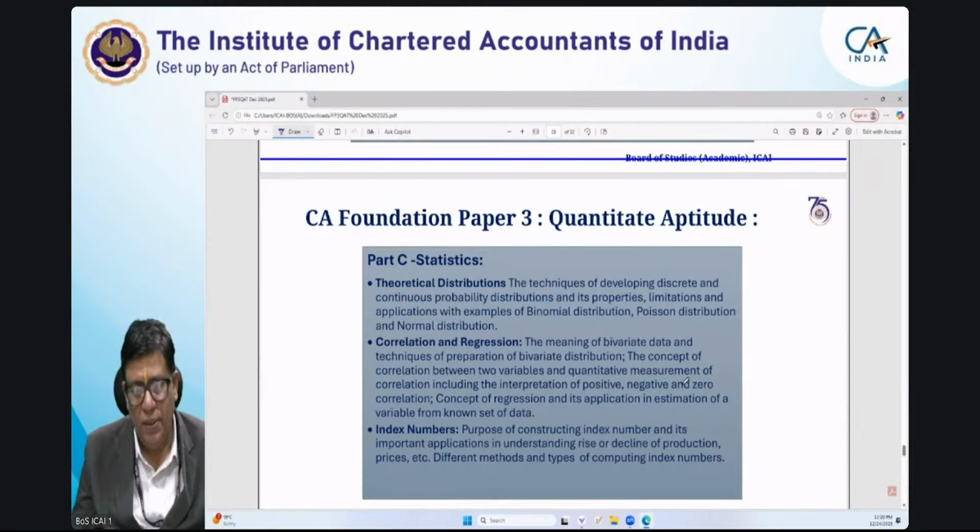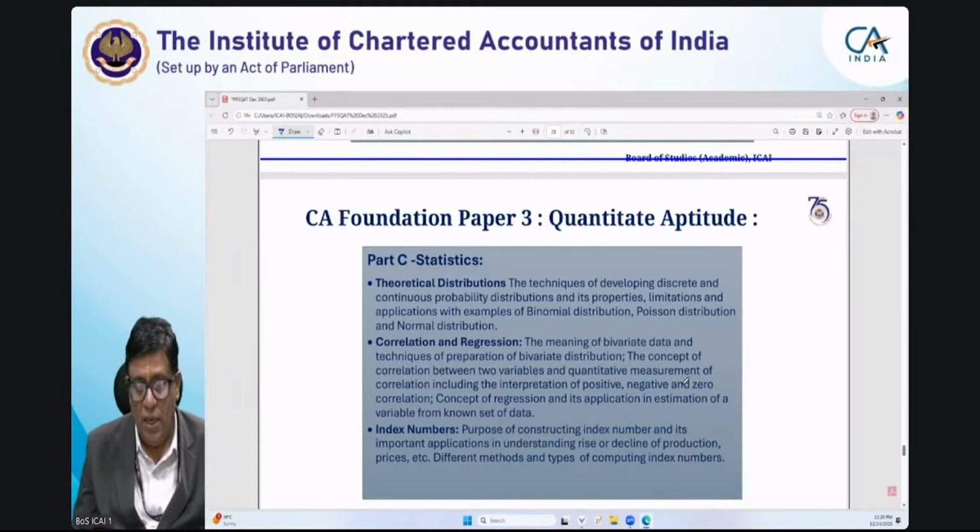The relations are studied with the help of bivariate data only, and whether there is positive correlation, negative correlation, or no correlation, that is, zero correlation. Concepts of regression are also important: regression equation x on y and regression equation y on x.